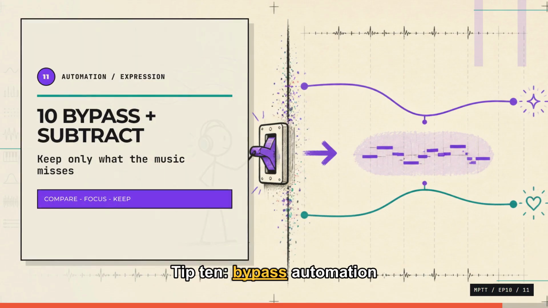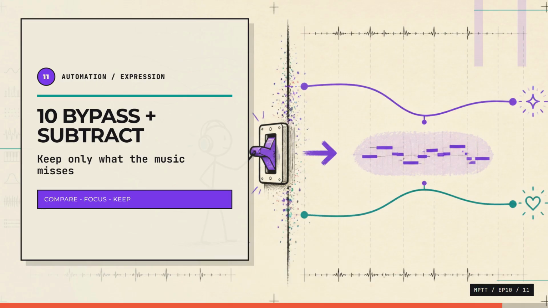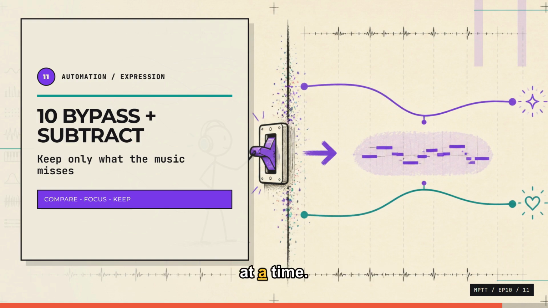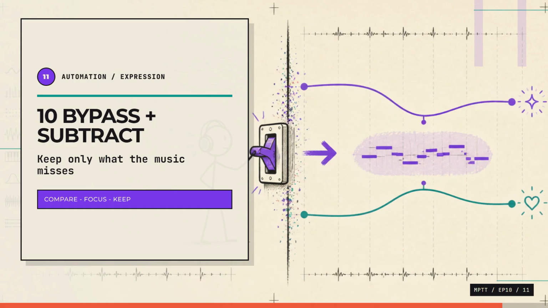Tip 10. Bypass automation regularly and subtract what does not help. When you have stared at curves for an hour, movement can feel important simply because you drew it. Close the lane and listen, then disable one automation pass at a time. Does the filter lose direction? Does the phrase become flat? Does the chorus shrink? If nothing meaningful changes, that lane may not be earning its place.